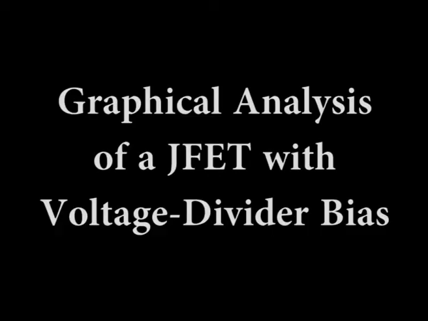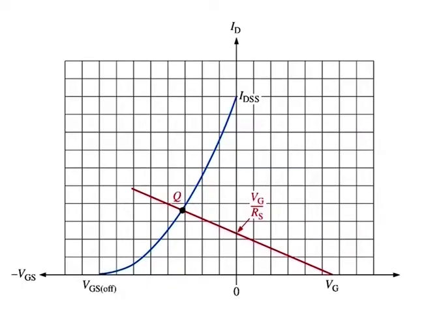Graphical analysis of a JFET with voltage divider bias. An approach similar to the one used for self bias can be used with voltage divider bias to graphically determine the Q point of a circuit on the transfer characteristic curve. In a JFET with voltage divider bias, when Id is equal to 0, Vgs is not 0 as in the self biased case, because the voltage divider produces a voltage at the gate independent of the drain current.